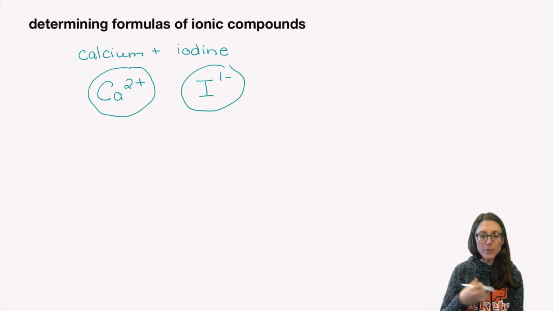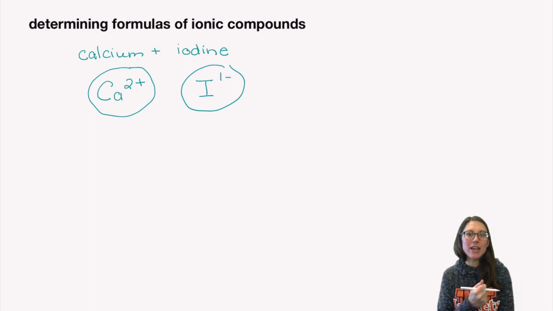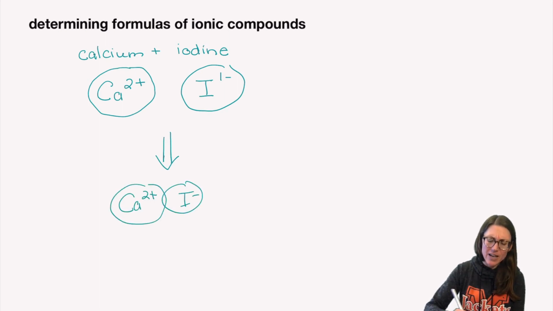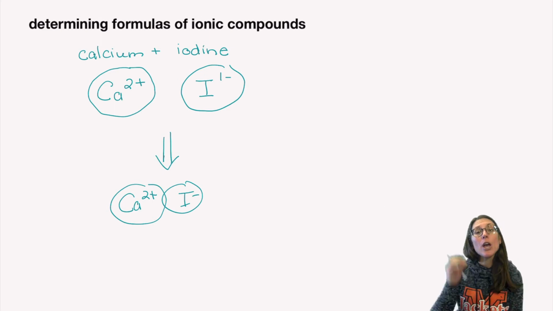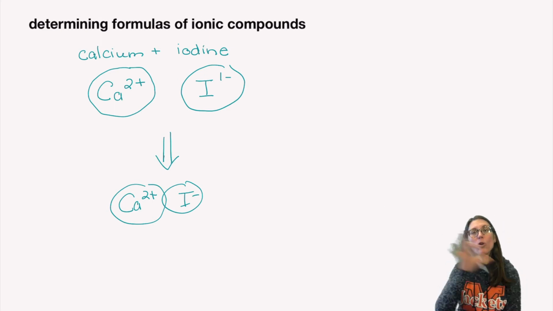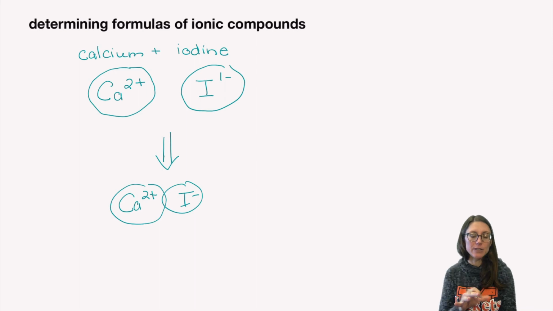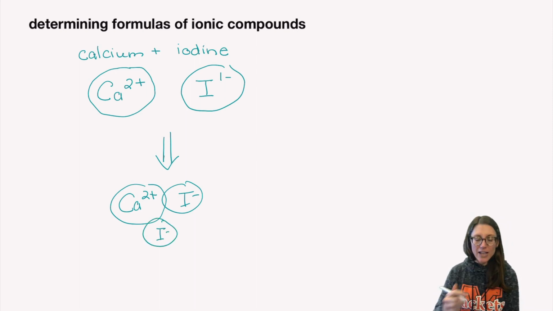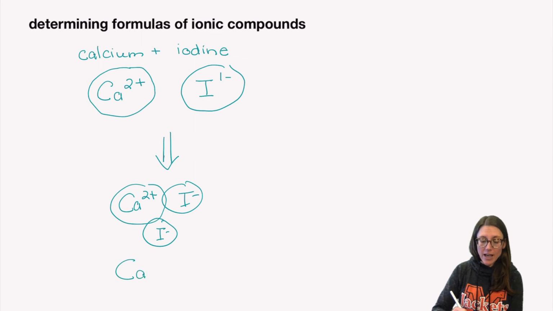I say, great, positives and negatives attract. So the calcium and the iodine are going to be attracted to one another as they form a compound. But pause for a second. Do I have an equal number of positives and negatives yet? No. Every ionic compound overall, the total charge has to add up to 0. And so you're going to need a second iodide. And so the formula is CaI2.